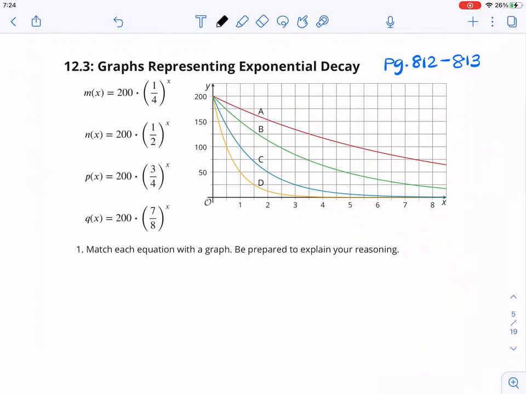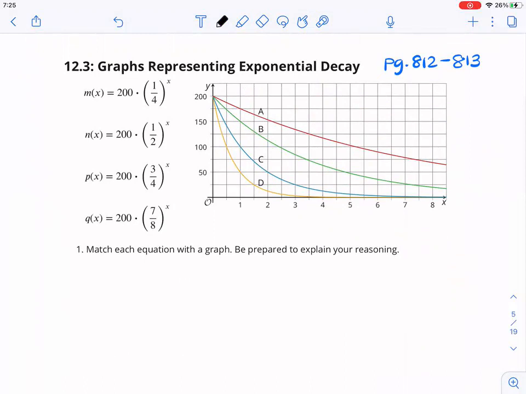So if we look at the graph, the lines that are there are represented by letters A, B, C, and D. And we see that D is actually decaying a lot more than C, B, and A. And they all start at 200. So if we look over at the equations M, N, P, and Q, they all start at 200, okay, because that's the initial value.